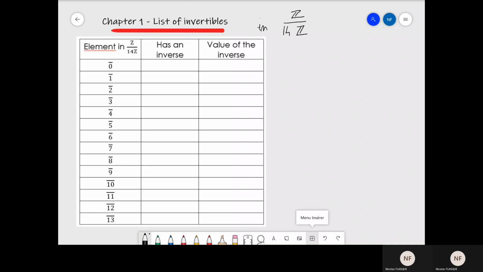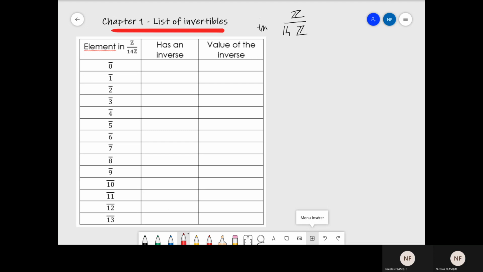Hello, everybody. This is an example of applying the criteria of the GCD between an element and the value of n to know if an element has an inverse or not in Z over nZ. So the example here is Z over 14Z, and we will check all the elements from 0 bar to 13 bar to know if they have an inverse and possibly calculate it if it's simple to do.